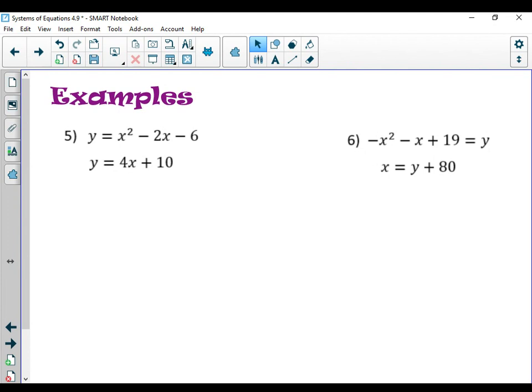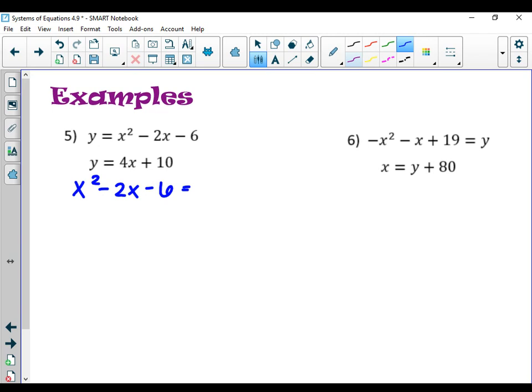So the good news with this problem, they're both already set equal to y. So I don't have to do that first step from the last problem. All I have to do is go ahead and start by setting them equal to each other. And then I'm going to move everything from the right to the left. I like to keep things positive. So I'm going to move the 4x and my 10.